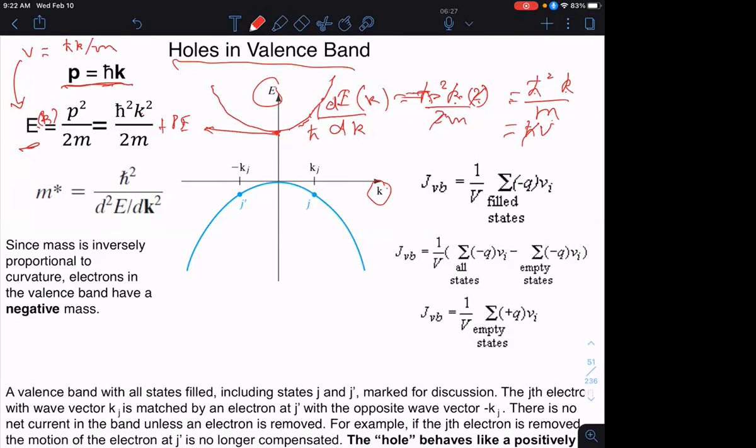Now, what does dE/dk correspond to? I have some function E of k. What does dE/dk physically correspond to, or mathematically correspond to? Anybody?